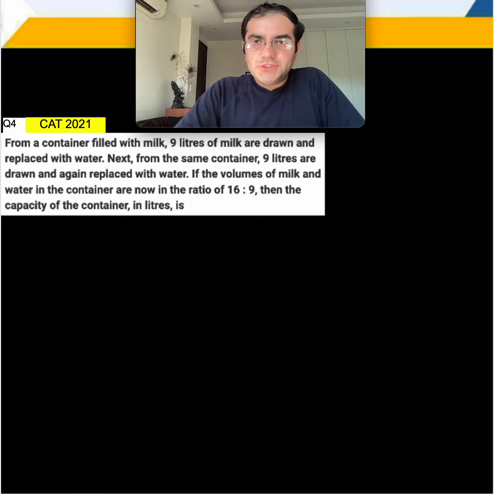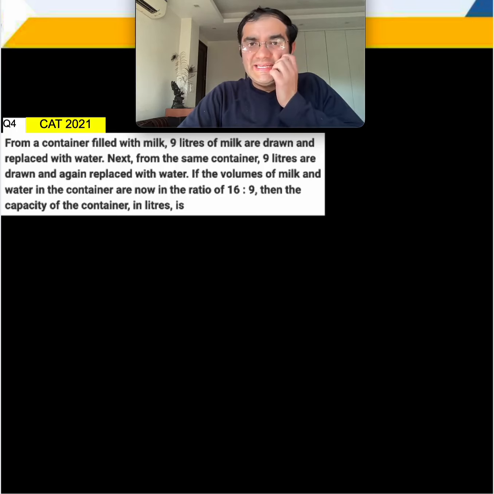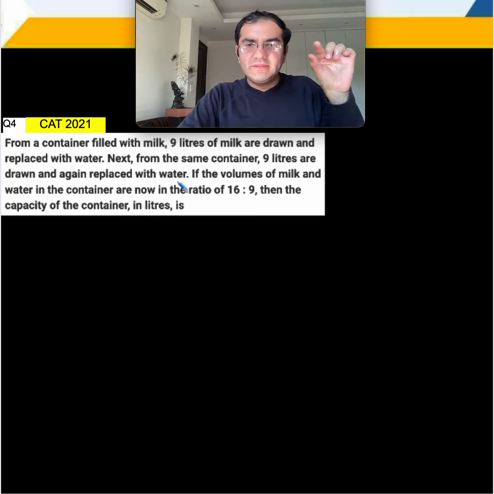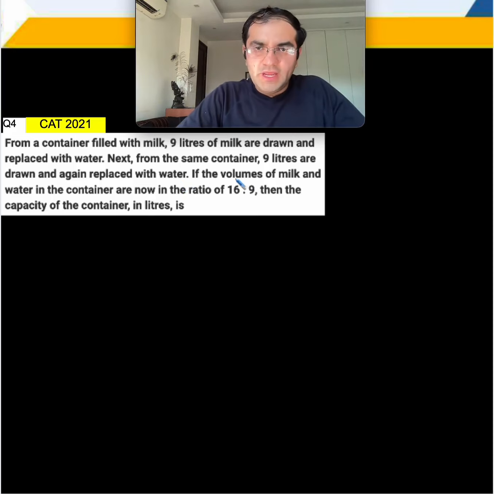This is a question from averages under the topic of replacement by dilution, where you have a mixture and you keep replacing a portion of it. From this mixture, you keep replacing 9 liters. From a container, 9 liters is drawn and replaced with water. So the main fluid is milk, the diluting fluid is of course water. If the volumes of milk and water are now in the ratio 16:9.